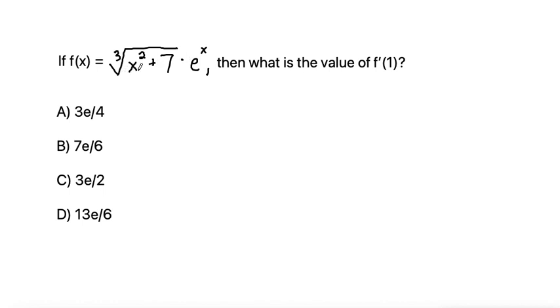Normally I write the product rule as the first function being f and the second function being g, but since our function is already f of x, I'm going to use u and v as our functions. So when we take the derivative of u times v, it is equal to the derivative of the first times the second plus the derivative of the second times the first. So using that idea, we have that u is our cube root of x squared plus 7, and then our v is e to the x.